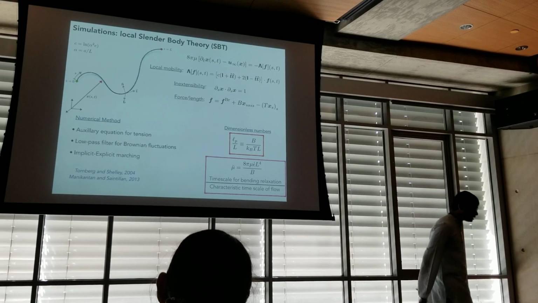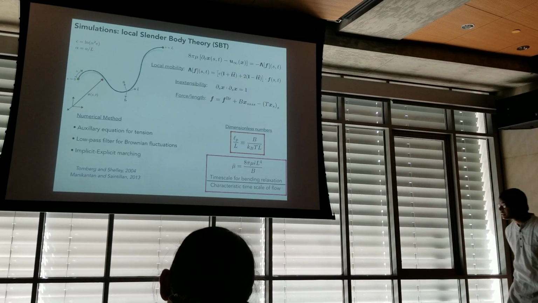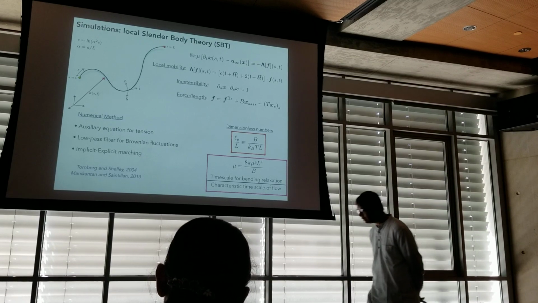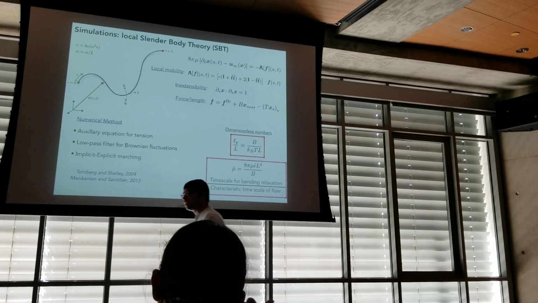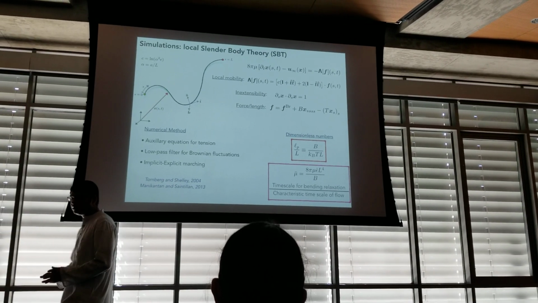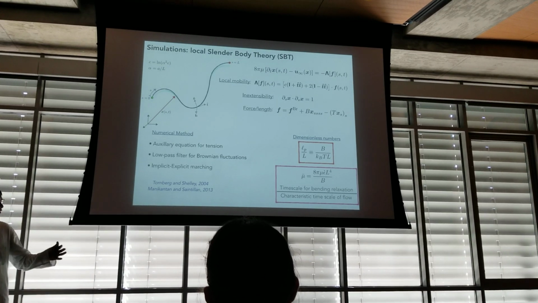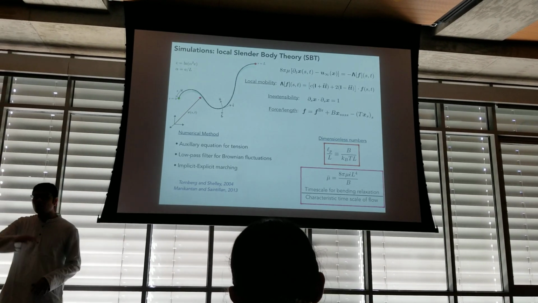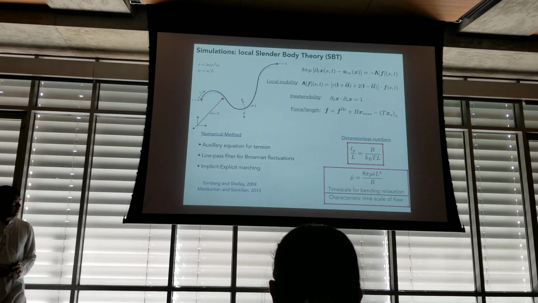So there are two dimensionless numbers that govern the dynamics. First is the ratio of the persistence length to the length, and this measures the amount of thermal fluctuations you have in your problem. So if this number is large, then the filaments are stiff. When this number is order 1, then there's a lot of shape perturbations coming from fluctuations.